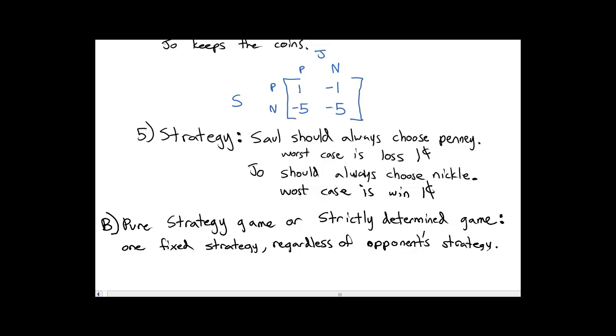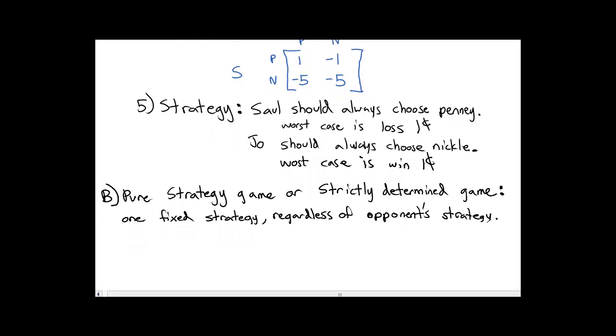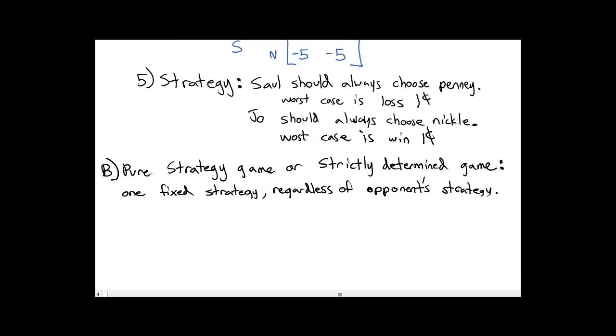Versus with this coin game, there is a pure strategy. Saul should always choose penny. Joe should always choose nickel, and regardless of their opponent, that's going to be the best case scenario for each player.